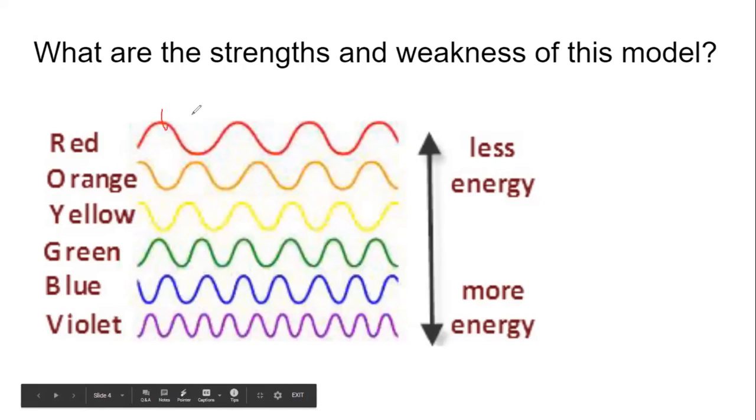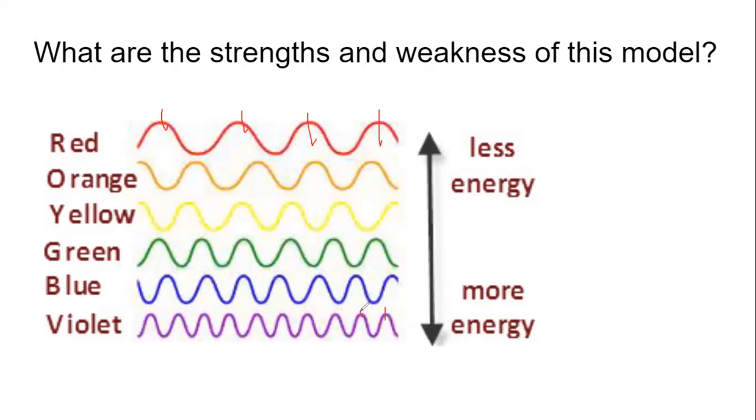So here, if we count them, we have 1, 2, 3, 4. But if we count them here, 1, 2, 3, 4, 5, 6, 7, 8, 9, 10. So violet occurs 10 times, and our red only occurs 4. We can count that as the frequency, the number of times it occurs. Because violet occurs more times, it has a higher frequency, but a smaller wavelength.